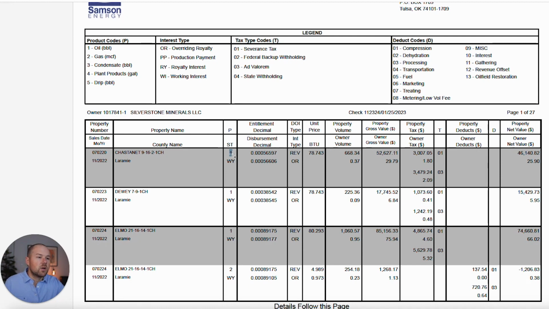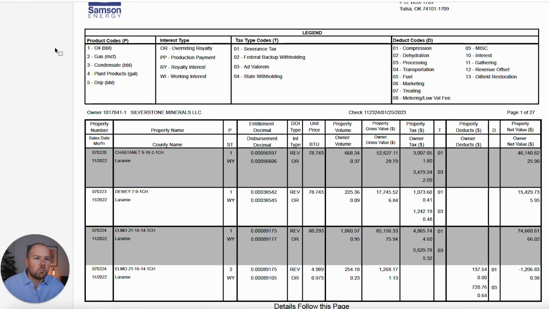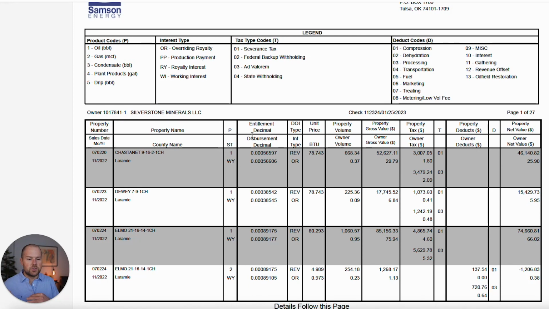In this case, we're talking about oil because we can see that we're talking about product code number 1. So if we move over from product codes, we get to your decimal interest, right? And this is one of the most important components of your check stub. You want to make sure that your decimal interest is listed correctly. We talked about decimal interest when we talked about division orders in a prior episode. So if you have questions about your decimal interest, exactly how it's calculated, go back and watch that episode.